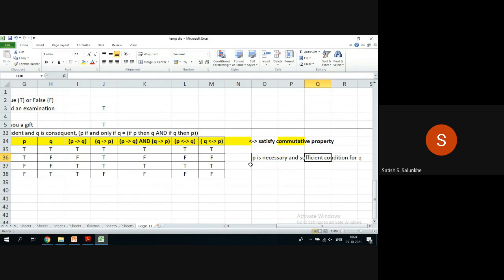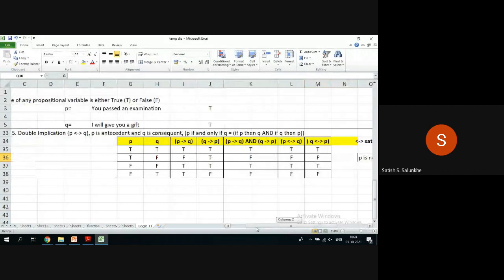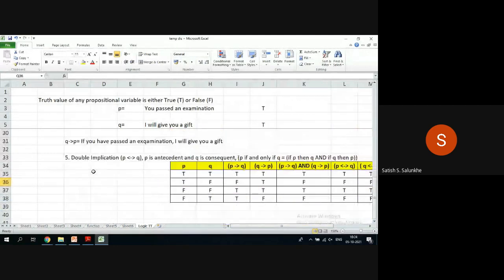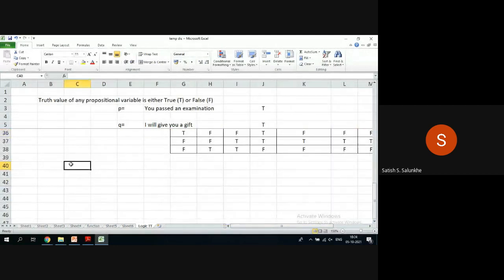So this is the meaning of necessary and sufficient. Now let us quickly try to understand some other derived connectives. These are the primitive operations. Primitive operation means the fundamental operations: negation, and, or, single implication, bidirectional implication. But there are certain derived operations. We call them derived connectives.